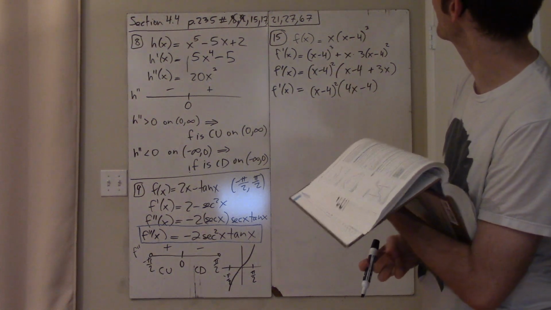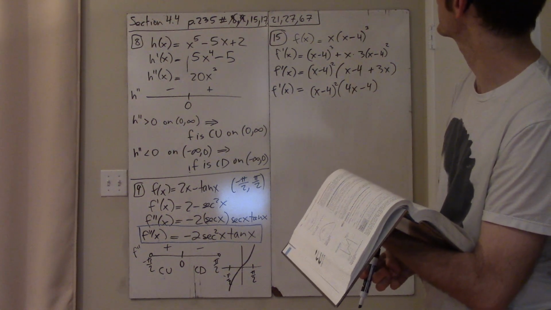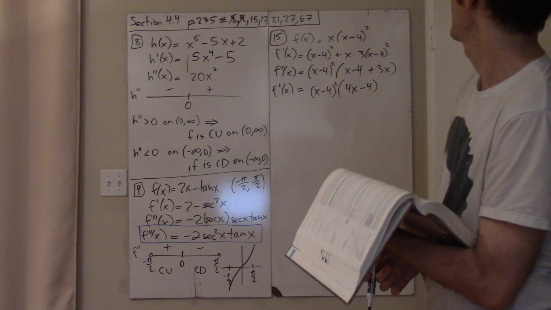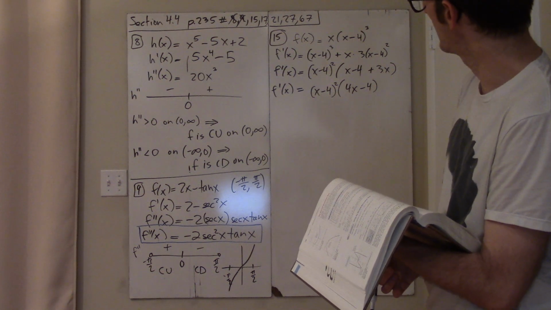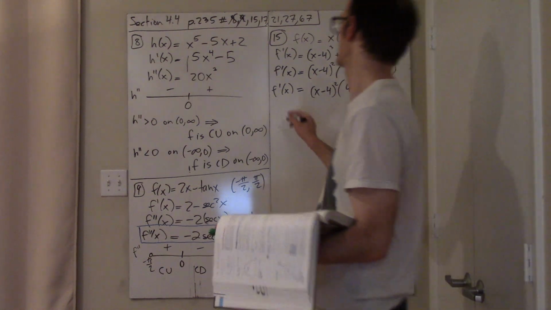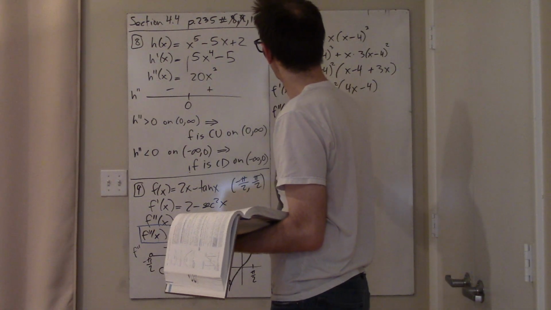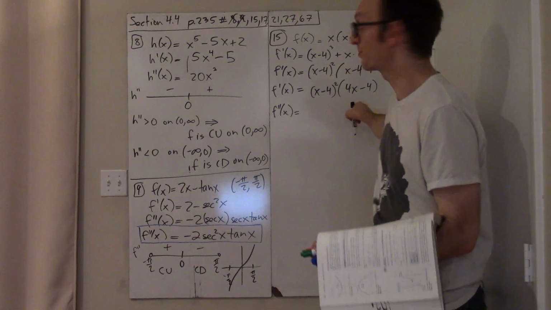Just double check all this work really fast. The first times the same plus the first times the derivative looks like, yeah, looks good. Okay. Well, I need the second derivative, so we push on. And again, I'll use the product rule.